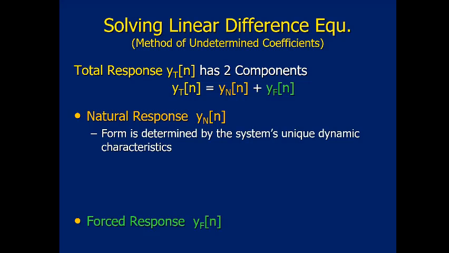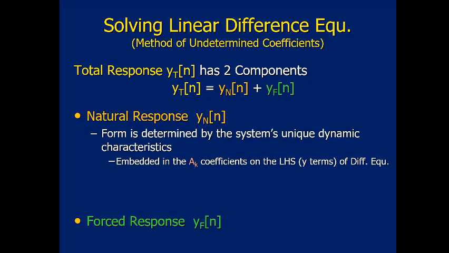Now, what are these? The form of the natural response is determined by the system's internal design, its unique dynamic characteristics, and turns out to be, therefore, what is embedded in the left-hand side coefficients of the difference equation. All those a sub k terms, the coefficients that go with the y terms of the difference equation, are what determine the natural response, at least the shape of the natural response of the system.